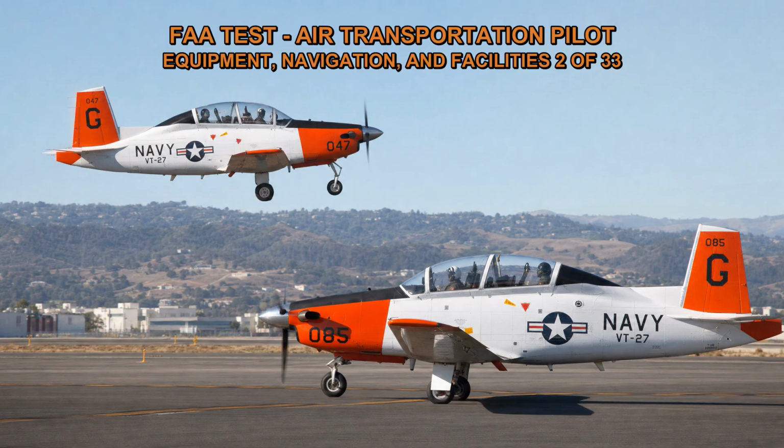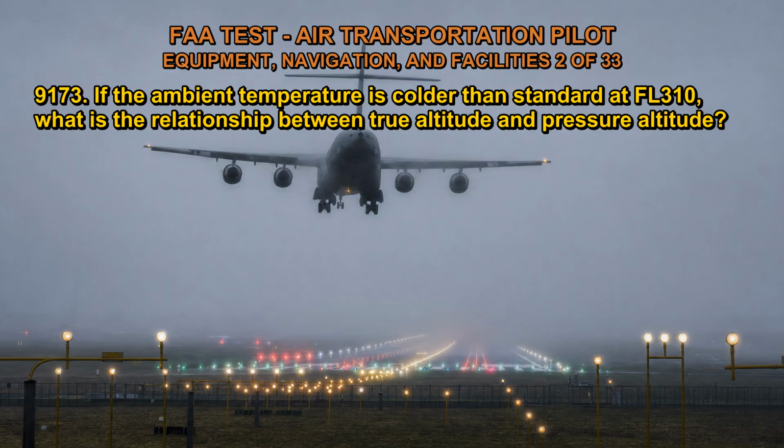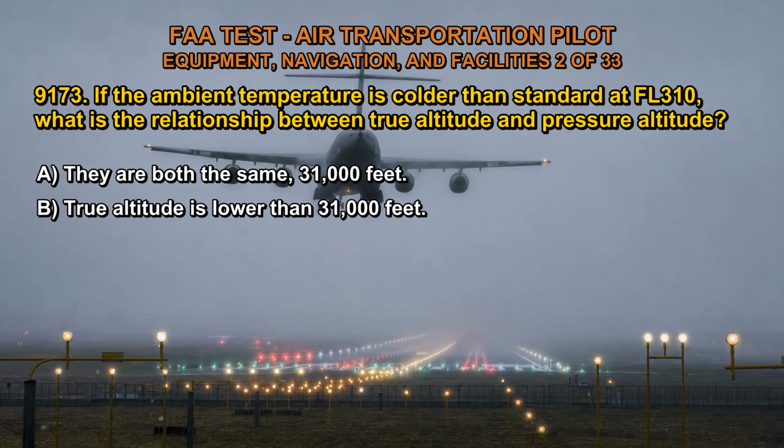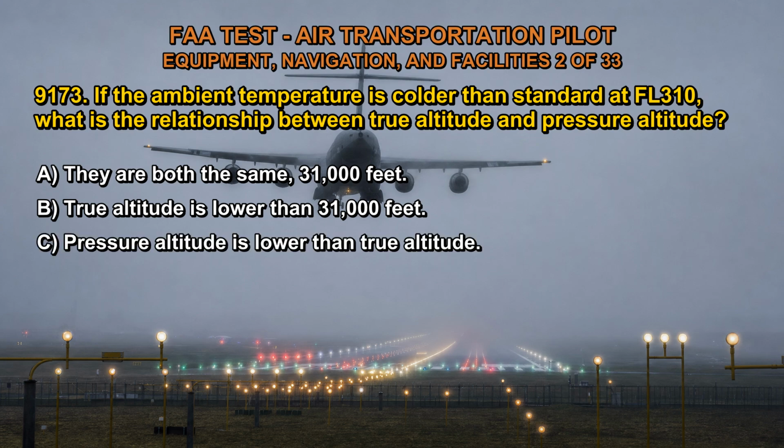9173. If the ambient temperature is colder than standard at FL 310, what is the relationship between true altitude and pressure altitude? A. They are both the same, 31,000 feet. B. True altitude is lower than 31,000 feet. C. Pressure altitude is lower than true altitude.